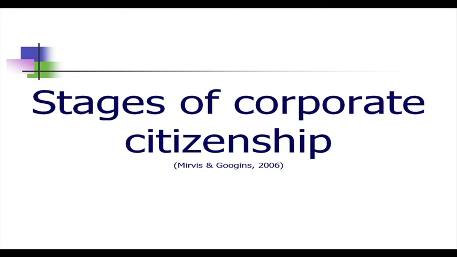Now, before I begin, I would like to tell you that I mistakenly pronounced and recorded the name of the author incorrectly. Since we can't go back and change that, I will tell you that I made that mistake earlier. The name of the author who gave us the dimensions of corporate citizenship is Mervis with an I, and Googins, and I mistakenly spelt and pronounced the name as Marvis, and that was my mistake, so I'm sorry about that, but I have corrected that in the following slides.